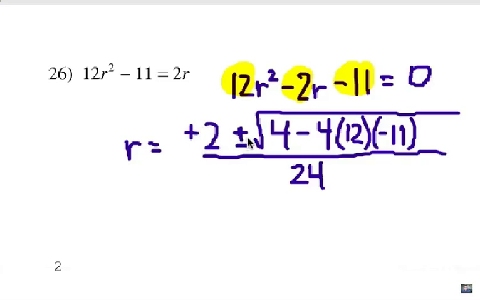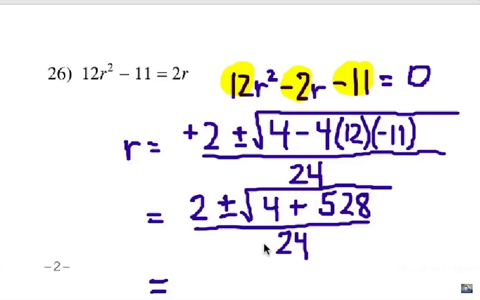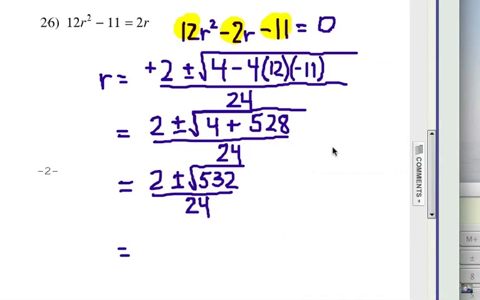Plus or minus the square root of 4 minus 4AC. There's A and there's C. And on the bottom it's 2A, which is 2 times 12, 24. Simplify this down. So inside the radical sign it becomes 4 plus 528 because of the 2 negative signs there. And inside we get radical 532.